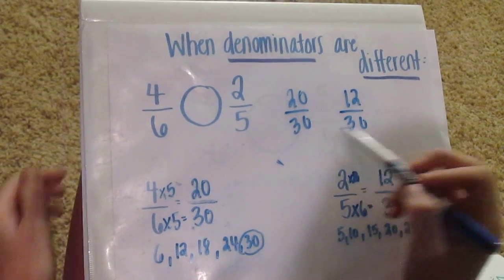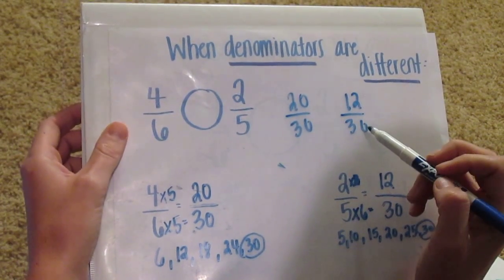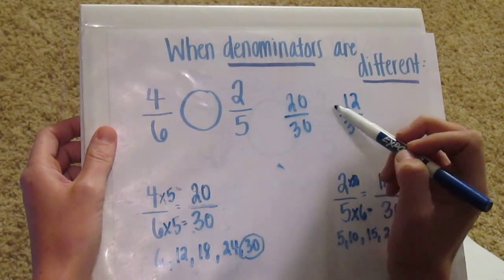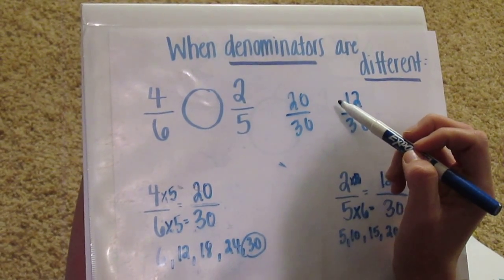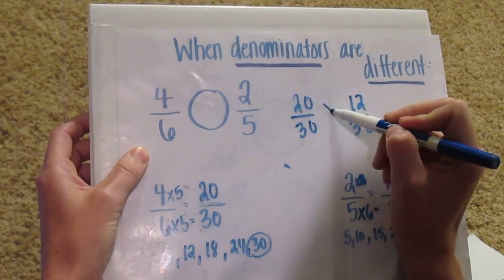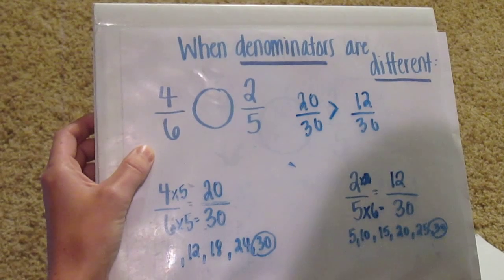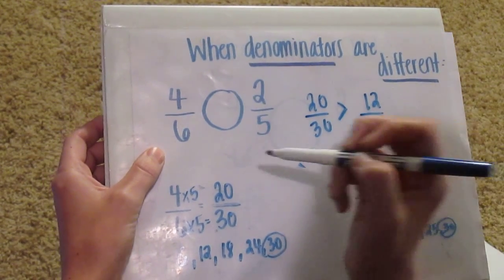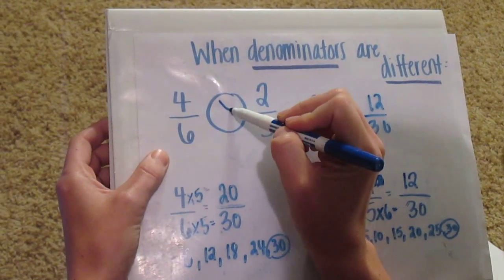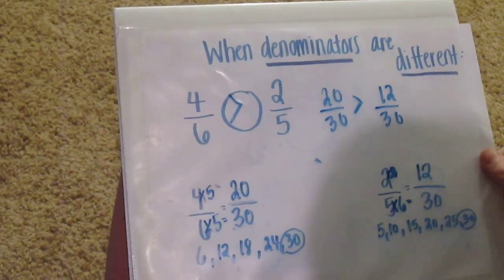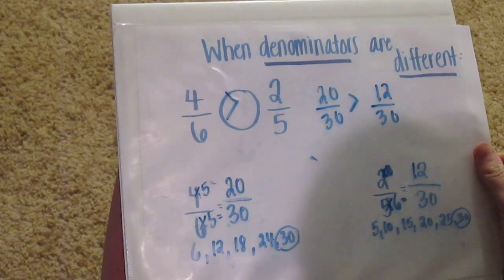Now, looking at the denominators, we can see that they are both the same. So we can apply what we learned from that first problem and just look at our numerators. And when we do that, we can compare, and we know that 20 is greater than 12, which shows that 20/30 is greater than 12/30, or 4/6 is greater than 2/5. So that is how you compare fractions with different denominators.